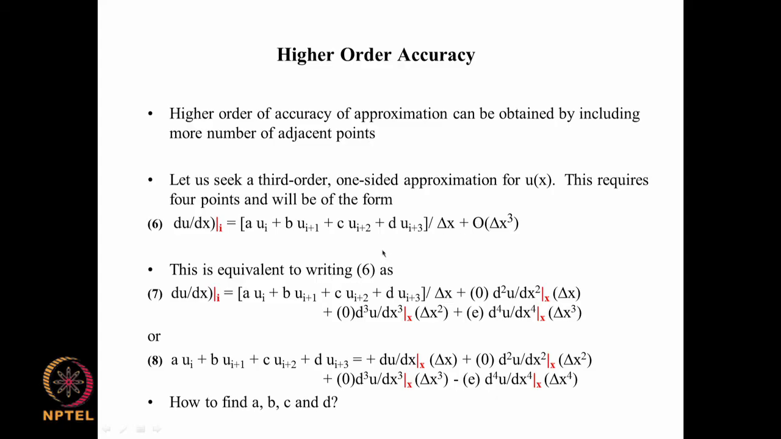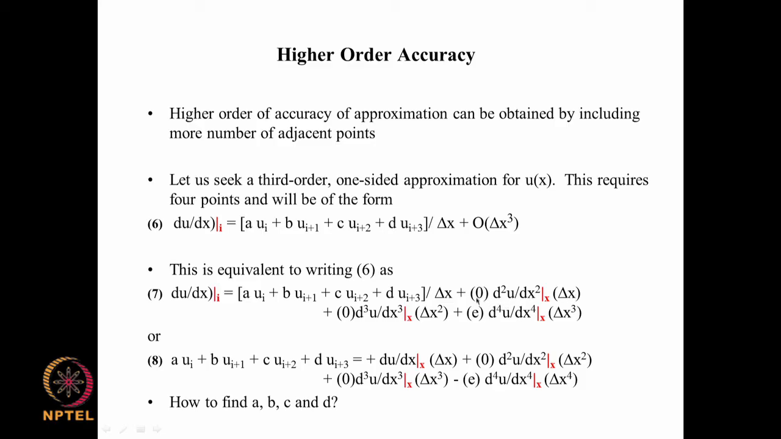Now, this is equivalent in a way to writing this approximation, because we have seen that all these Taylor series expansions involve derivatives, first derivative, second derivative, third derivative and all that. So, what this approximation actually implies is that we would like to get an approximate formula which is ∂u/∂x at i equal to (a u_i + b u_{i+1} + c u_{i+2} + d u_{i+3}) divided by Δx, plus 0 times ∂²u/∂x² times Δx.